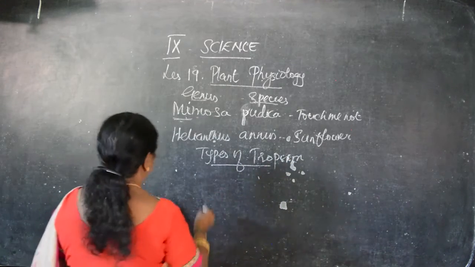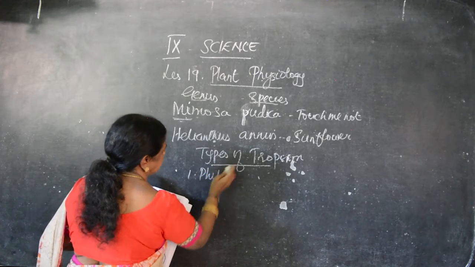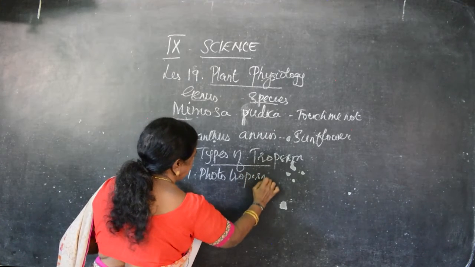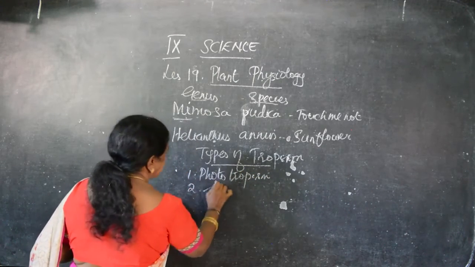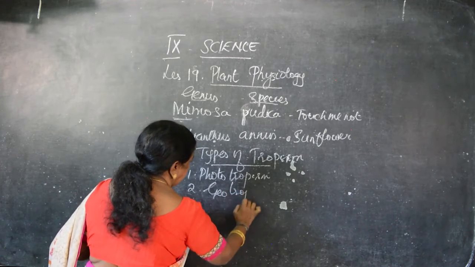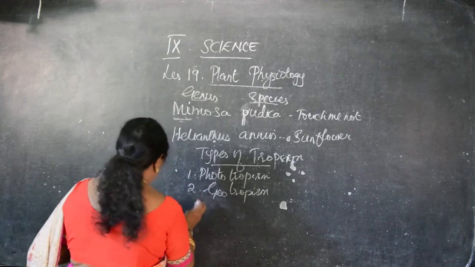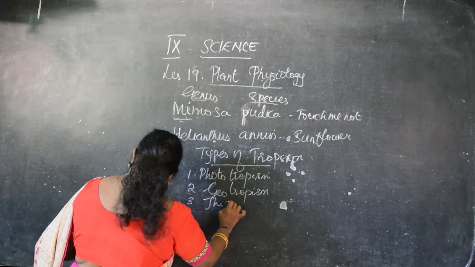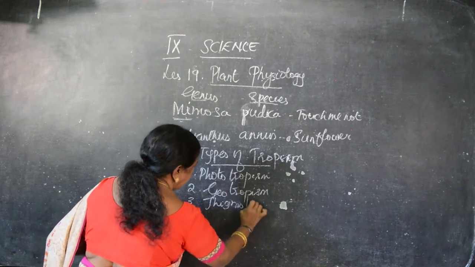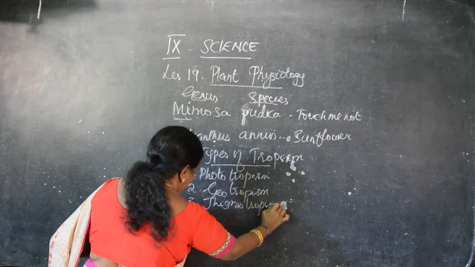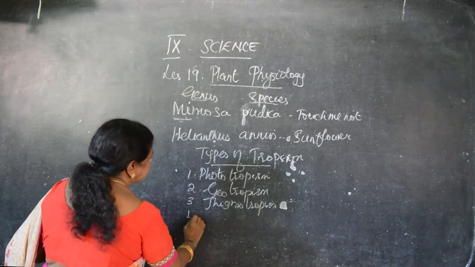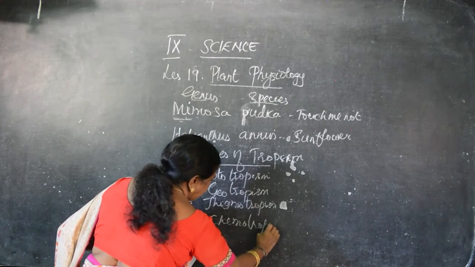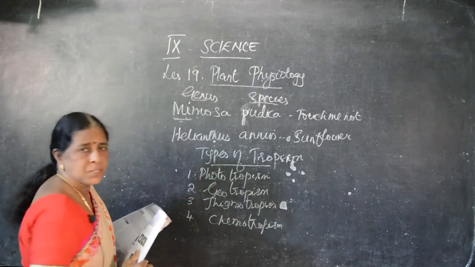What are the types of tropism? First one is phototropism. Second one is geotropism. And the third one is thigmotropism. And the fourth one is chemotropism. This is a short lesson only.